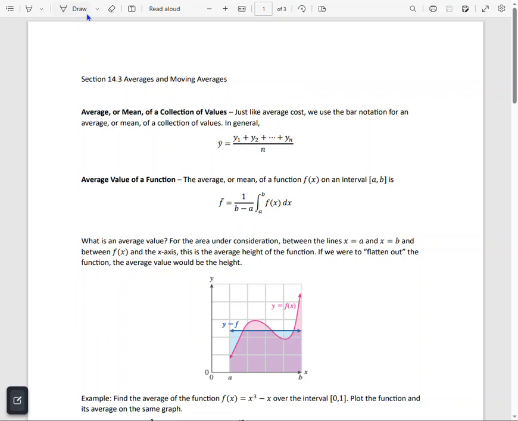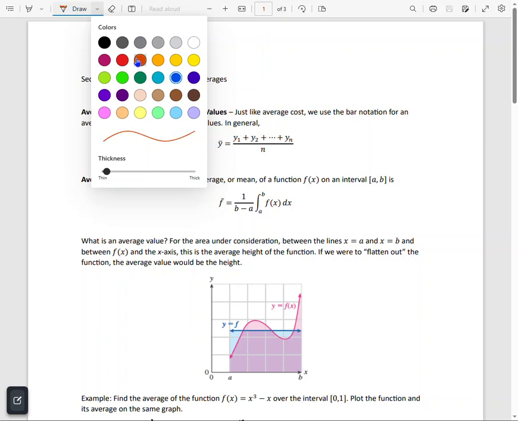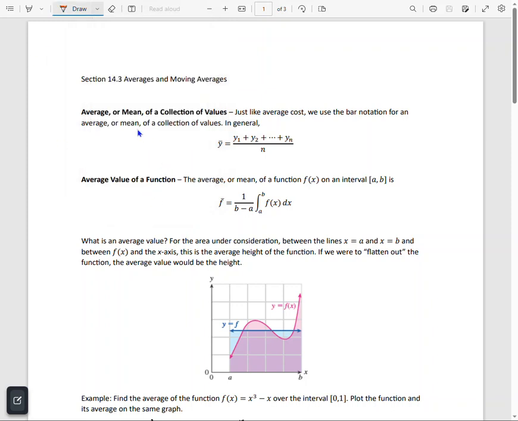Let's talk about averages and moving averages. Got to get a good pen color. There we go. All right.